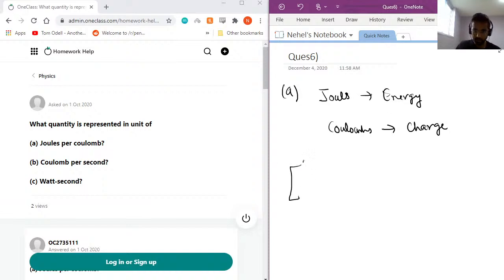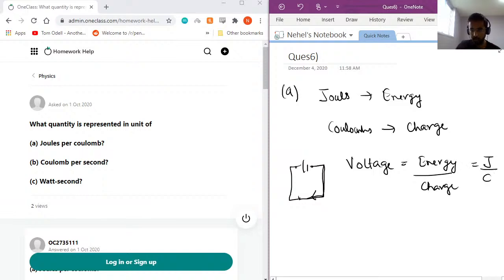If we have a battery, the battery creates a voltage difference between 2 points, and it forces electrons or charge to move from one point to the other. This is essentially known as the flow of energy per unit charge. So voltage is equal to energy over charge, or joules per coulomb. Okay.